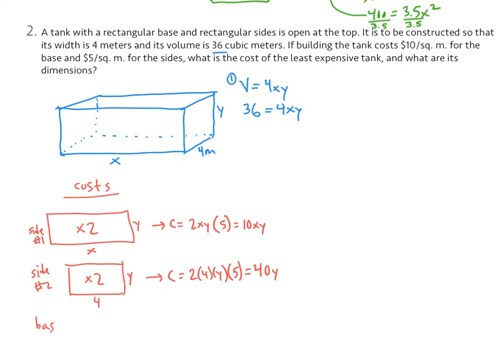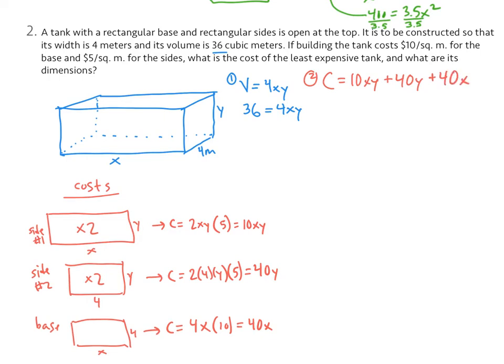And then lastly, we have the base. The base is a rectangle that is x by 4, and there's only one. So the cost is 4x multiplied by the price per square meter, which is 10. So that's 40x. Now I can go up here and make my second equation. The cost of building this thing is all of these parts added together. 10xy plus 40y plus 40x.